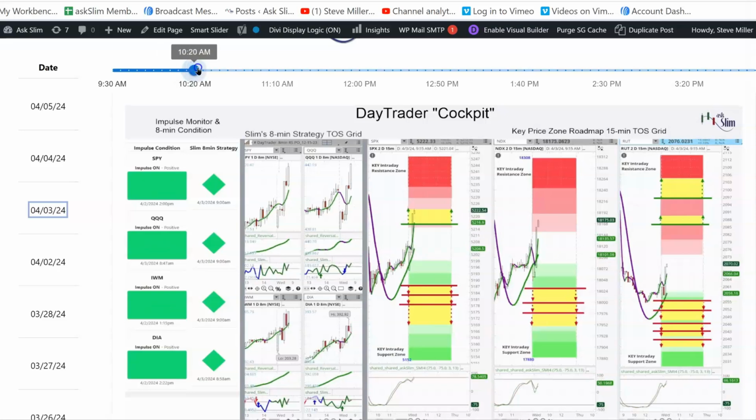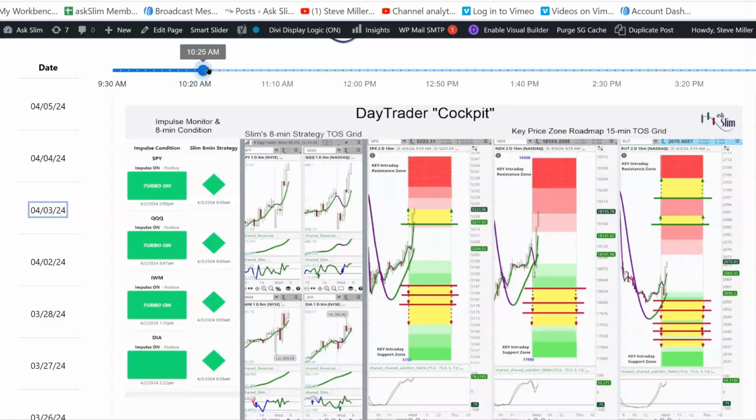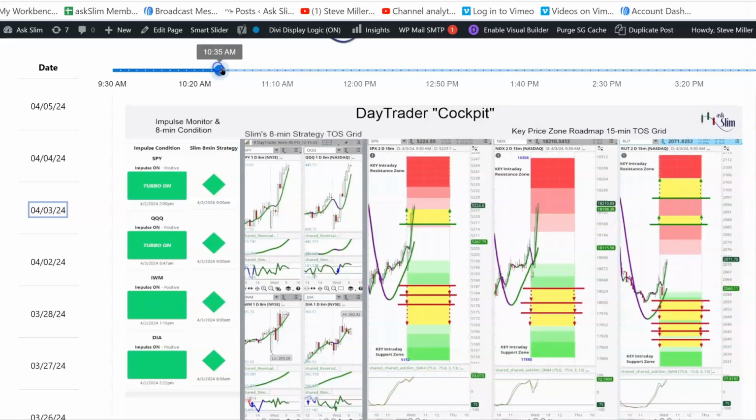And you could see here as the market has been moving up and now moving up into the resistances. Turbo is still on here at 1020, 1035. Turbo has gone off on the diamonds. We only have the SPX, NDX, and RUT on the price zone map. There's not enough room to put the Dow on there right now.